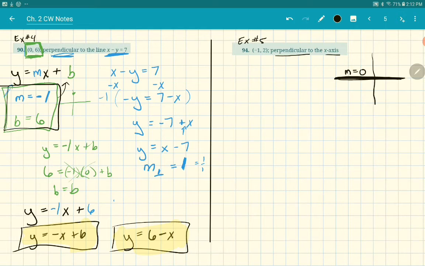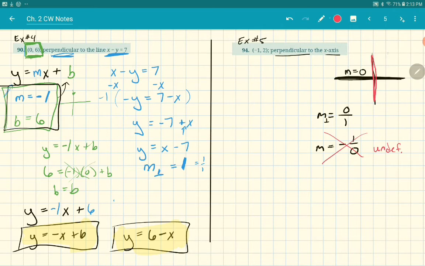I'm perpendicular to it, so the negative reciprocal of 0 is undefined. If I have 0 over 1, that's the way to write 0 as a fraction. If I take the negative reciprocal of that, that's the perpendicular line. So my slope would be negative 1 over 0, and that is undefined, right? You can't have 0 in the denominator. So this slope is undefined, and I know it's going to be parallel to the y-axis.